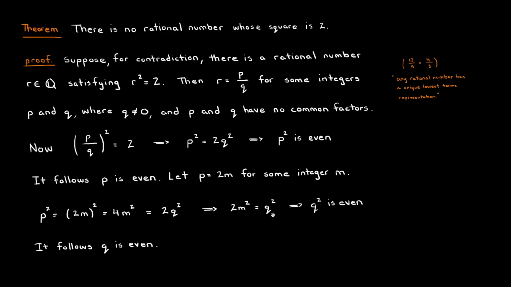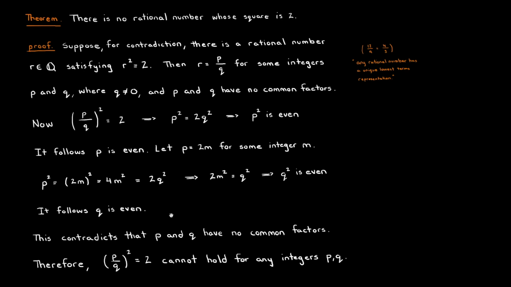to q squared. And now notice again, on the left hand side I have an even number, right? 2 times some integer, that's an even number. So that implies that the right hand side must also be even. That is, q squared must be even. And now we again apply the result that we proved at the beginning of the video to say that q must also be even. But now we have a small issue.